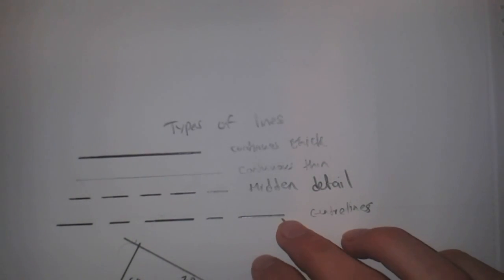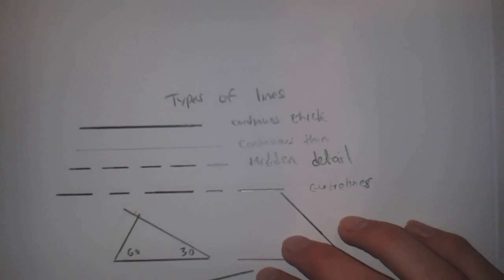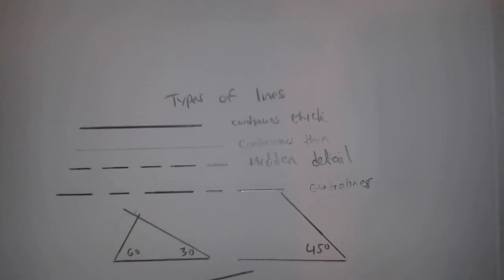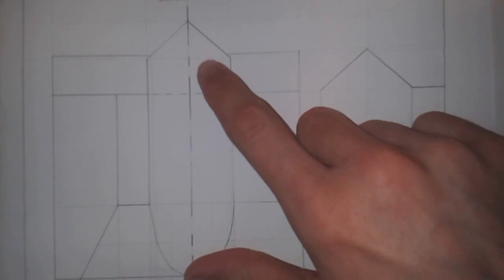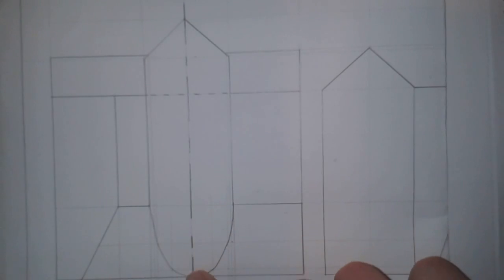Center lines are used in, let's say, circles or axes, or even the center of a drawing, like so. Like in this drawing, the center line through the middle of this view.